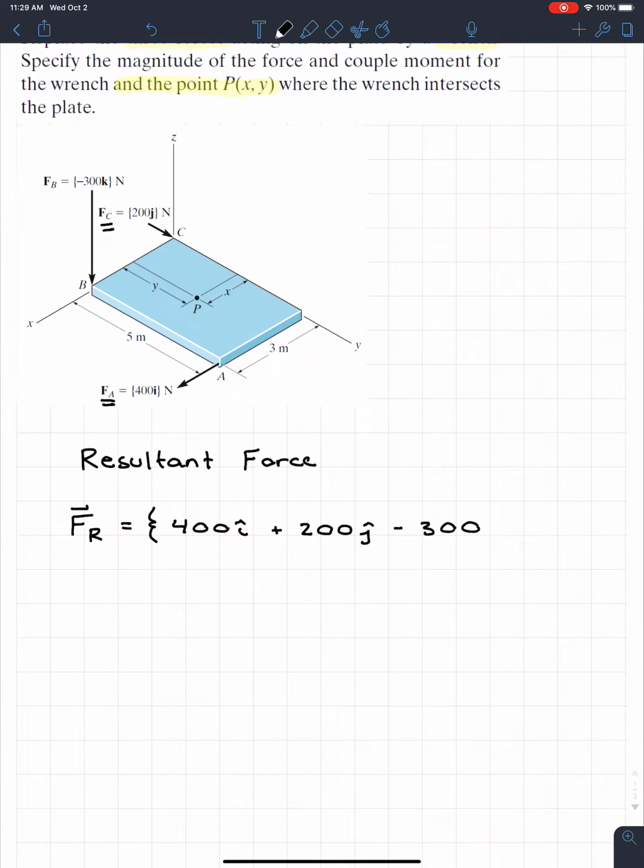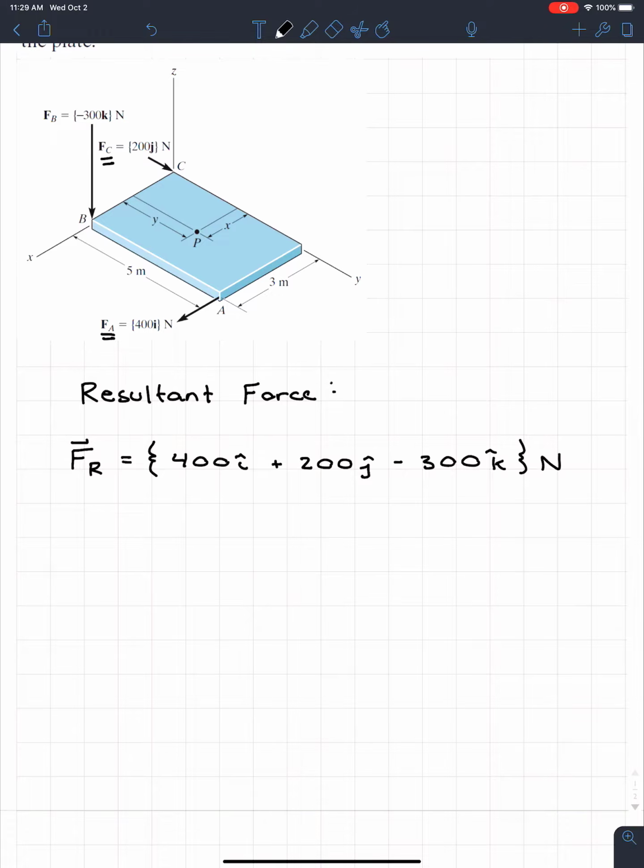So very simple, but usually when they give it to you and it's that simple to find, usually the rest of the question is pretty terrible. And as you guys will see, that's exactly what we have in this case. So we found the resultant force, so that's not too bad. Now we can move on and find the resultant moment.